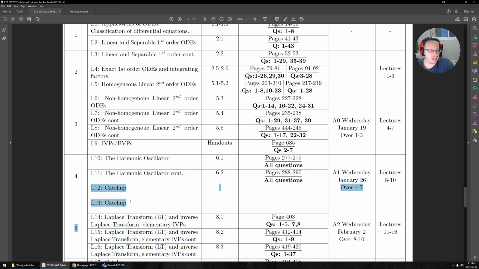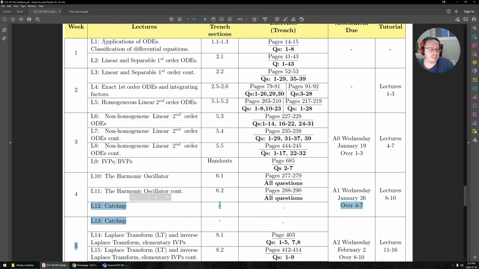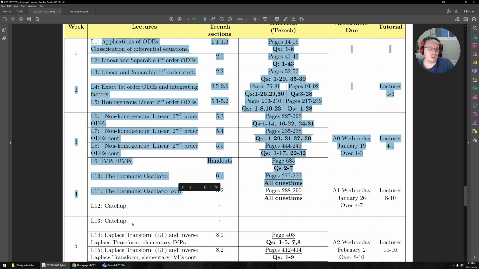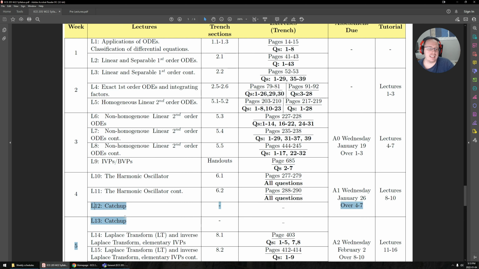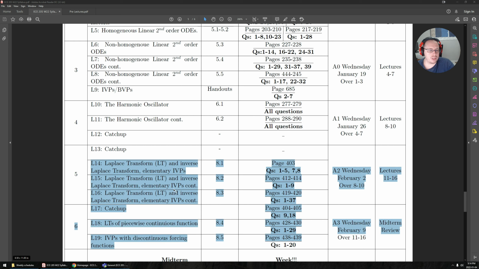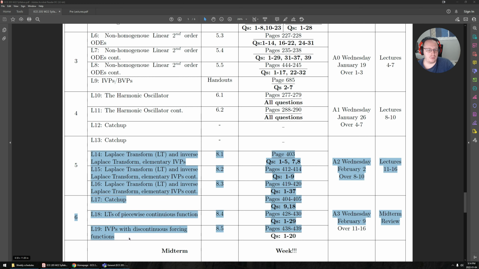These two catch-up slides are there in case one of these topics takes a little bit longer. We can roll over to this catch-up period. Then after that, we'll talk about Laplace transforms and how to use them to solve various differential equations, initial value problems, all that good stuff. The Laplace transform is a very powerful method that you can use to solve a large class of differential equations and various problems. So weeks 5 and 6, we'll focus on that.